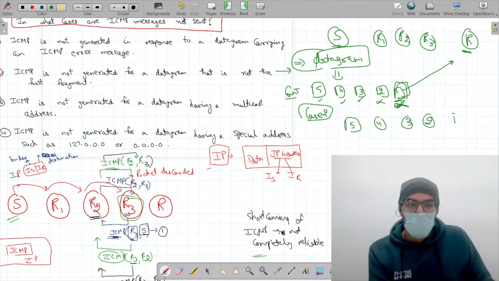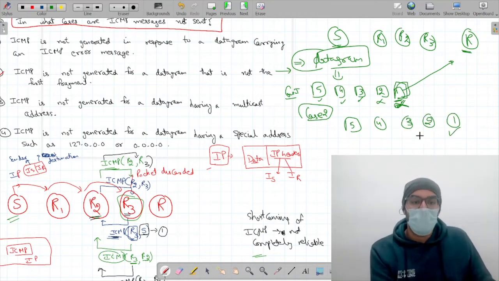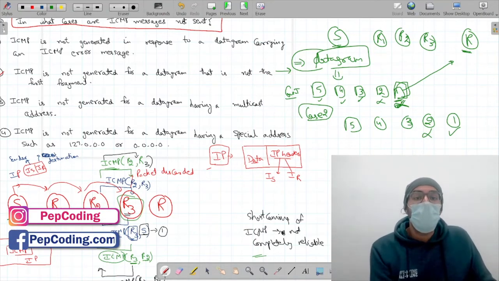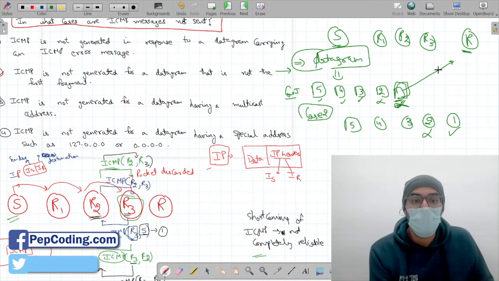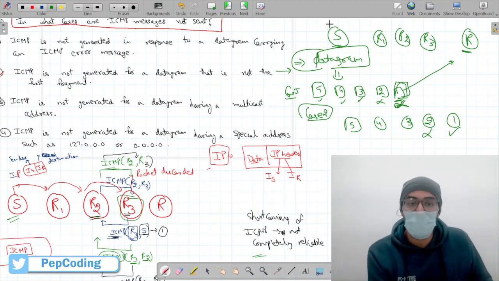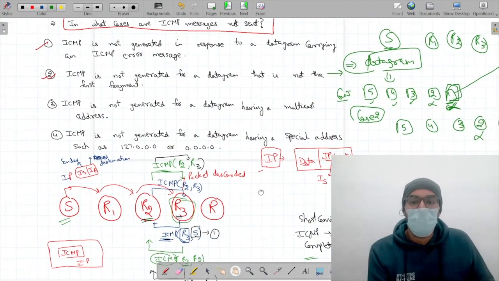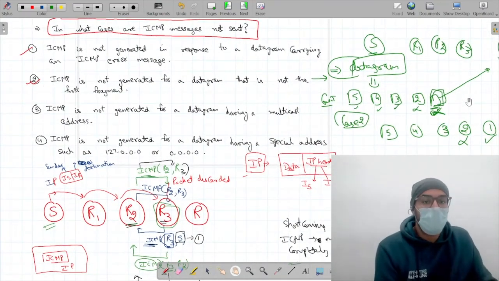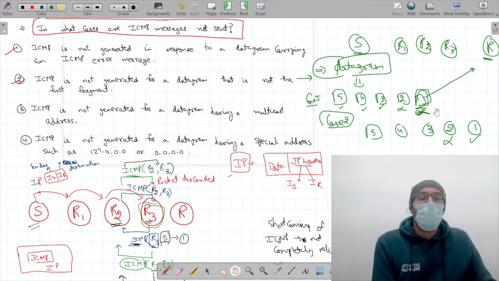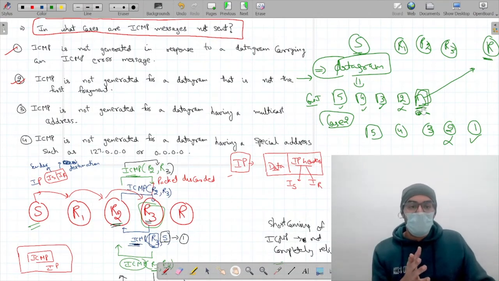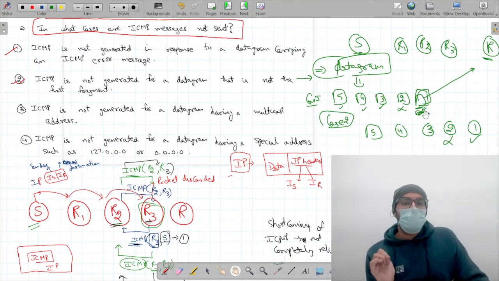Let's say the first has not got discarded and the second gets discarded by the receiver R. Now the receiver R is not going to send the ICMP message to the sender S that I have discarded your packet. This is the rule, and this is actually the shortcoming of the ICMP protocol, that it only sends an ICMP message when the first fragment is discarded, and when any of the other fragments is discarded, it is not going to send the message.